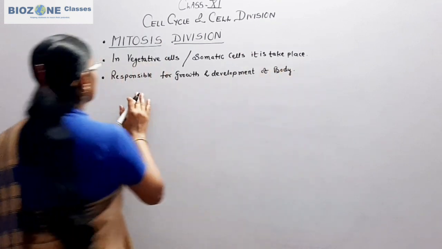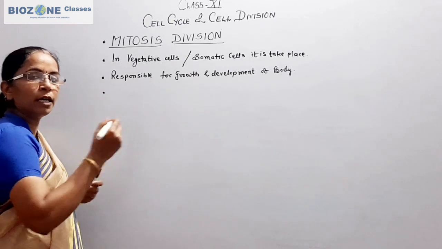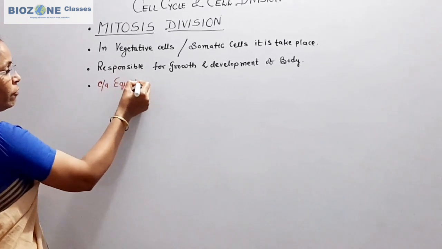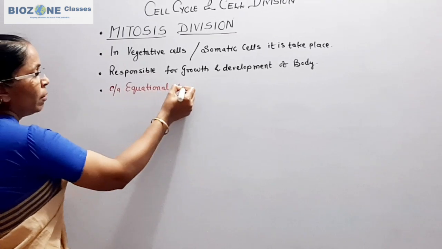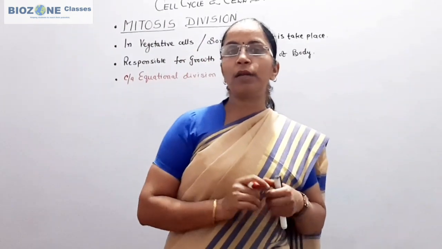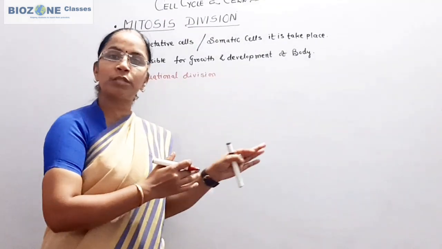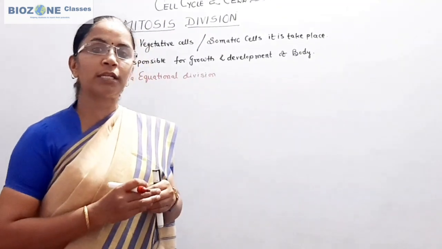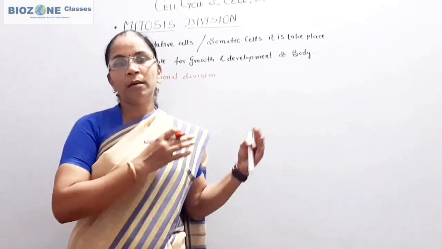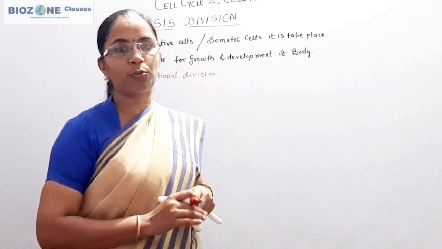Now when we study the mitosis division, we commonly say mitosis is equational division. So commonly it is called equational division. Why do we call it equational division? Because in the resulting daughter cells the chromosome number remains constant. Constant means if the diploid parent cell undergoes mitosis, the resulting daughter cells become diploid, and if haploid cells undergo mitosis division, then the resulting daughter cells remain haploid in terms of chromosome number.